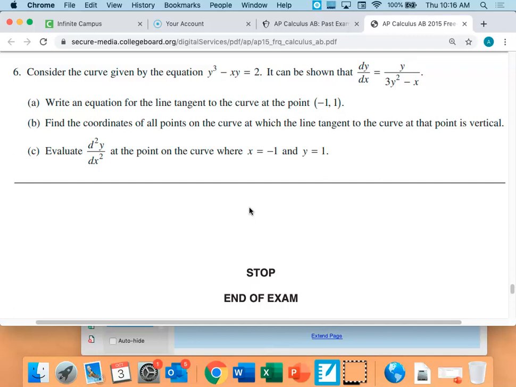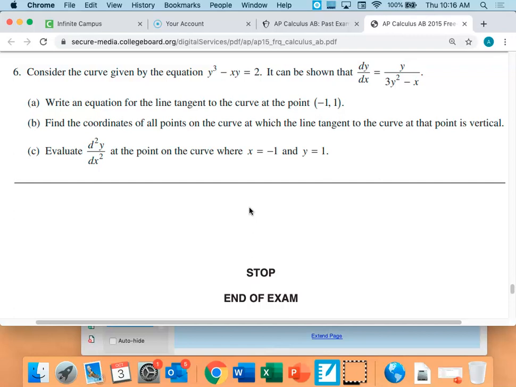They give you the derivative, right? Why do they do that? Probably because they're worried that everyone would get it wrong and then they'd have to grade all this craziness based on your wrong derivative. So they give you the derivative. Part A, write an equation for the line tangent at the point (-1, 1). Easy peasy. Part B, find the coordinates of all points on the curve where the tangent line is vertical.